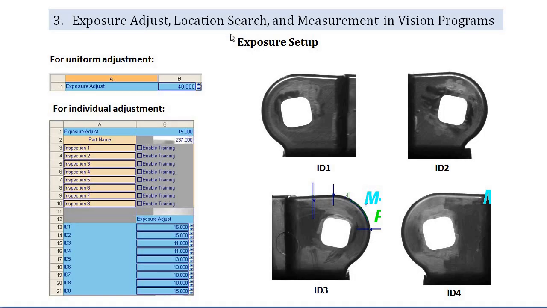There are three portions in vision programs that are relevant to inspection. They are exposure adjustment, location search, and measurement. First, we'll take a look at the exposure.